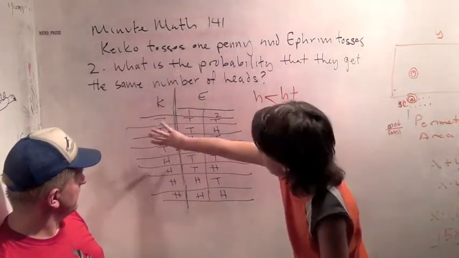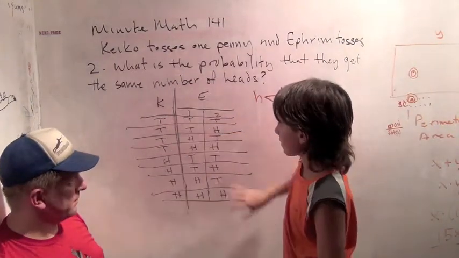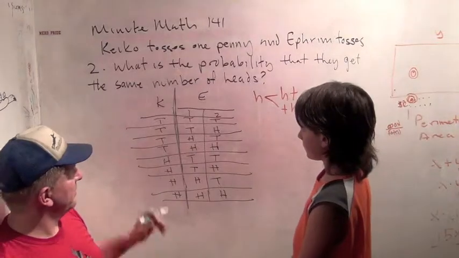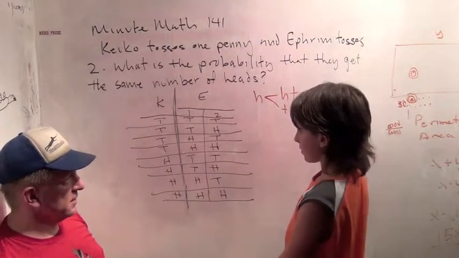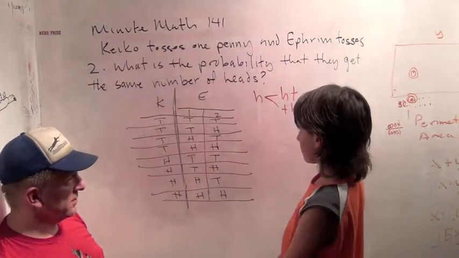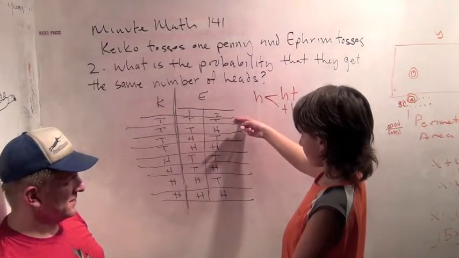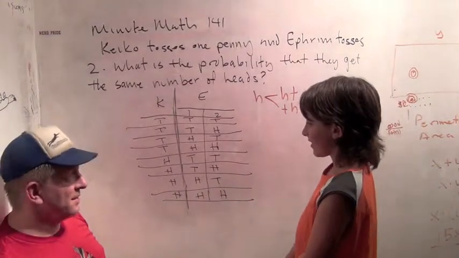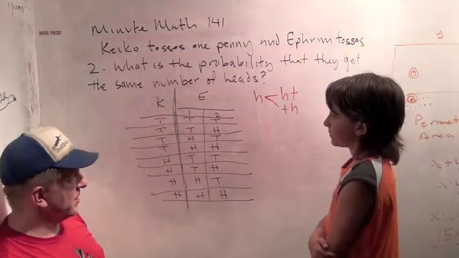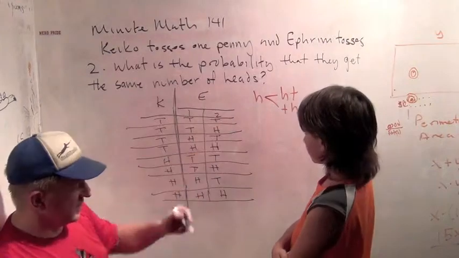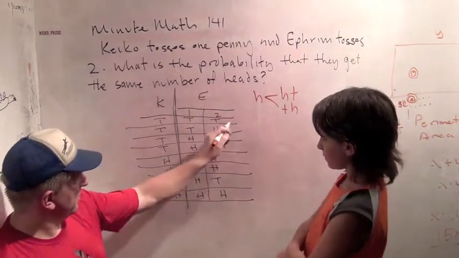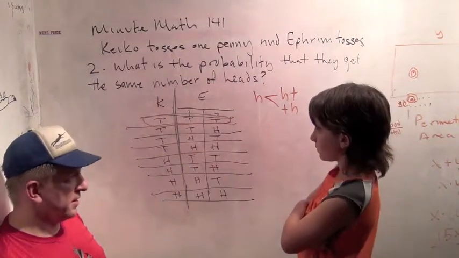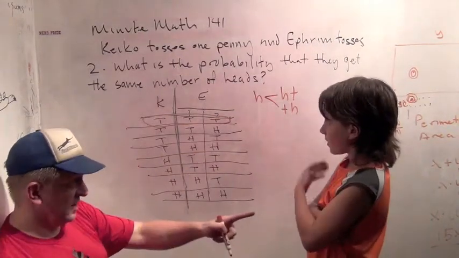It's not going to be any of these. Why not? Because Kaiko doesn't even get a head. How many heads does he have? He has 0 heads. Does Ephraim ever have 0 heads? Only here. So does that count? Yeah, I think it does. So it's sneaky, one of the sneaky tricks in the problem. In this case here, actually, let's circle it with brown. In this case here, they have the same number of heads, which is 0.